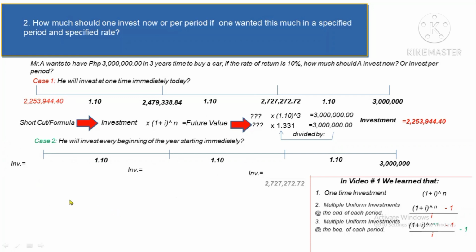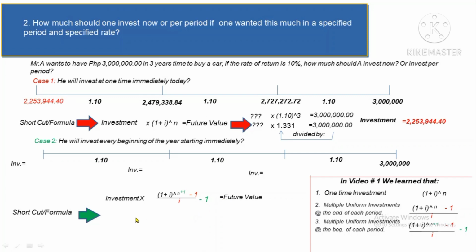So, what do we do? Of course, we use the shortcut or the formula, which is investment times 1 plus i raised to the power of n. But since it talks about multiple investments, you have minus 1 and over i. And since, according to the case, the investment is every beginning of the year or every beginning of the period, we need to add 2 other elements. We have plus 1 on the n and the final minus 1. So investment times this one equals the future value.